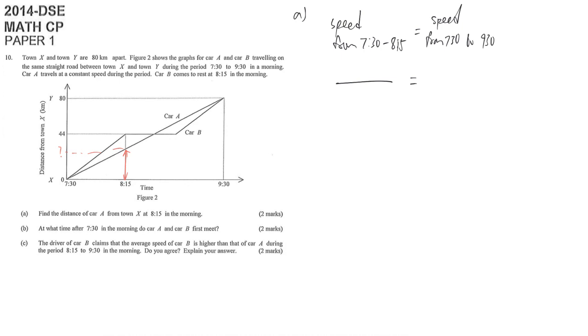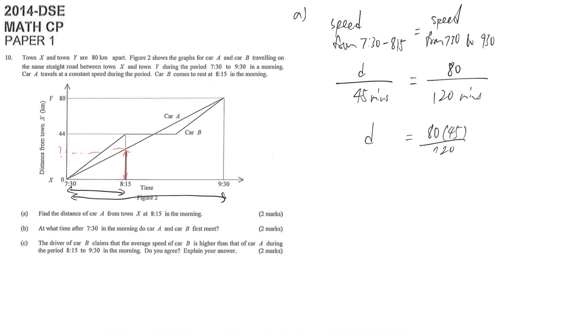So the distance in the first period is what we want to know, so we just let it be D. The time span is 45 minutes. So if we compare with the overall result, where we have both the distance and the time, we know the distance is 80. And then the time span is 2 hours, which means 120 minutes. So D is equal to 80 times 45 divided by 120. It's 30 km.